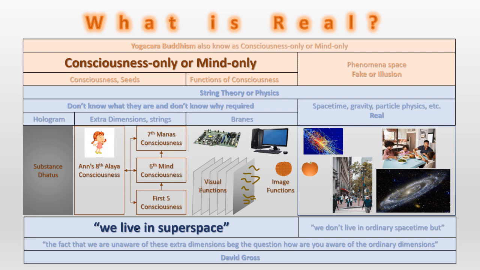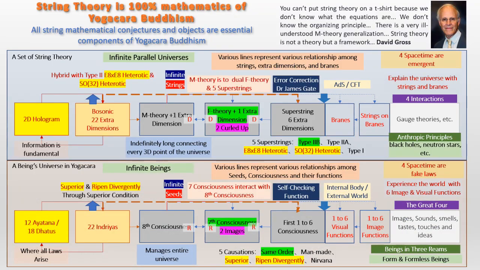This is what Gross said, we don't live in ordinary space-time, but we live in superspace, and the fact that we are unaware of these extra dimensions begs the question, how are you aware of the ordinary dimensions? So, Gross realizes what is taught in Yogacara Buddhism, but Gross's view here might not represent the view of the string community. String theory is 100% mathematics of Yogacara Buddhism, and all string mathematical conjectures and objects are essential components of Yogacara Buddhism.